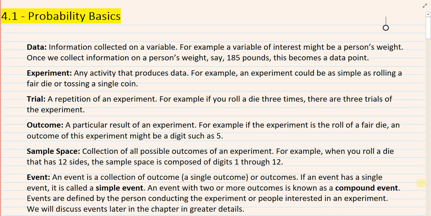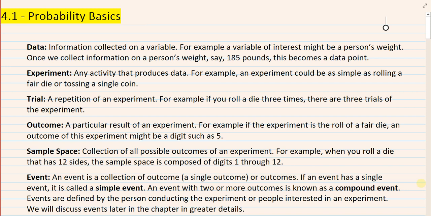And then we talk about events. Events are collections of outcomes. They could be a single outcome, or they could have more than one outcome. If an event has just one outcome, then that would be a simple event. If an event could possibly have two or more outcomes, then it's called a compound event.